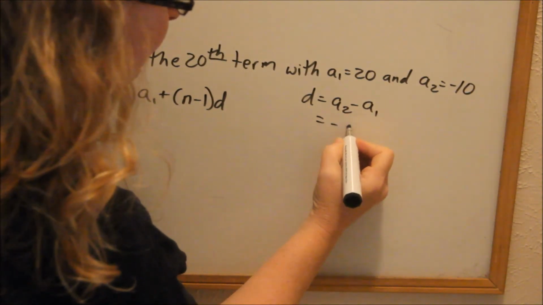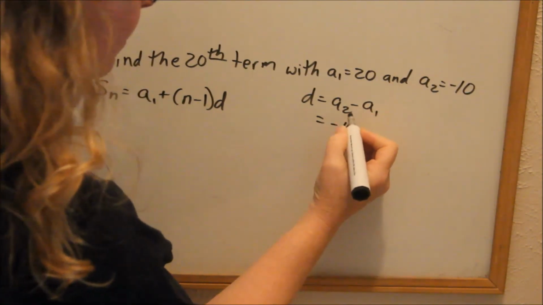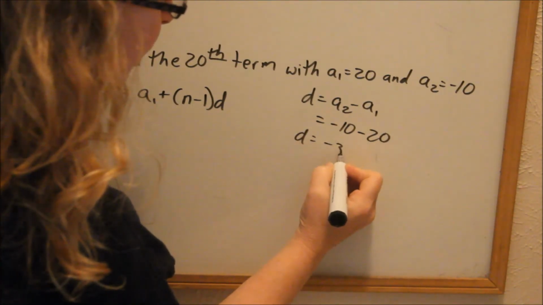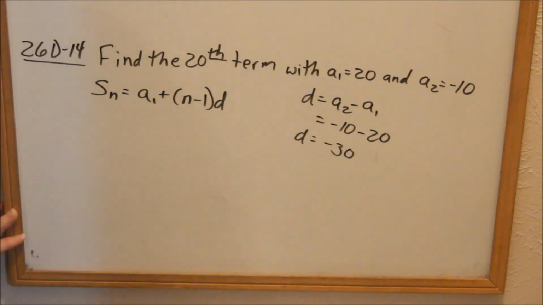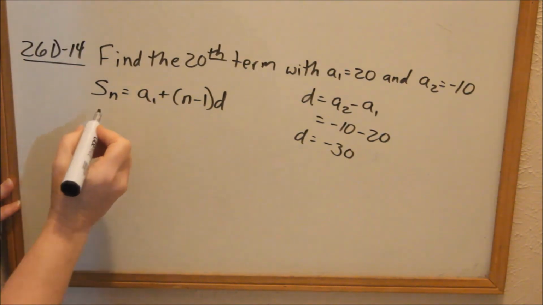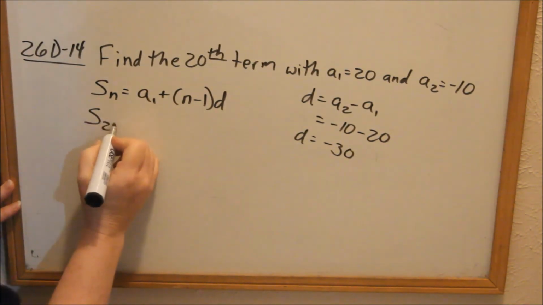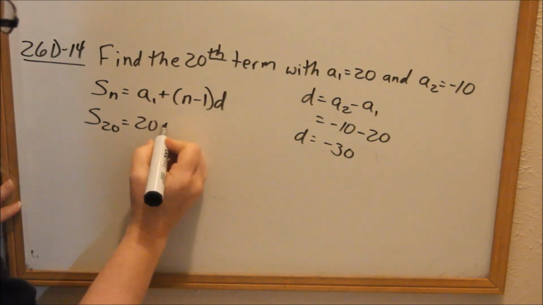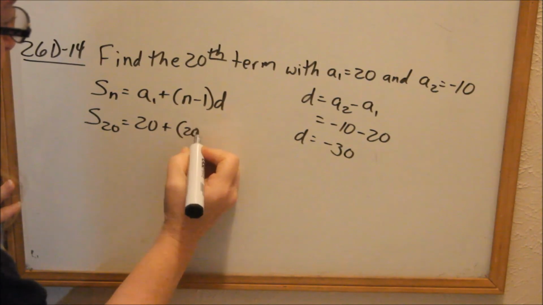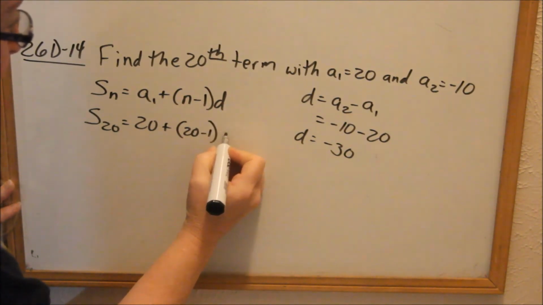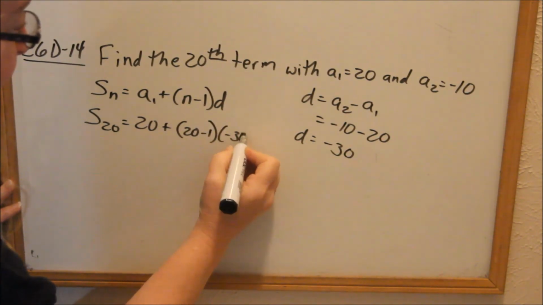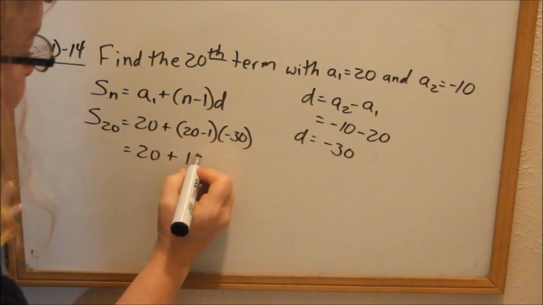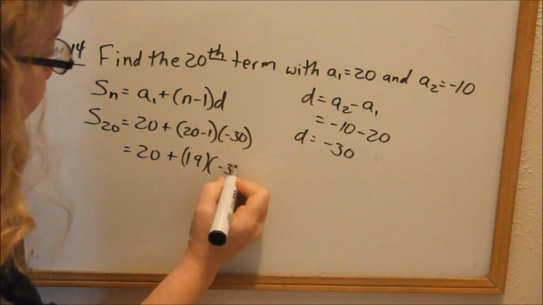So we can take our negative 10, watch your negative signs, negative 10 minus 20. So our common difference is negative 30. So just watch your signs. Now we can plug that into our formula. We want to know the 20th term. So take our first term, which is 20, plus the number of the term we want, which is the 20th, minus 1 times the common difference we said was negative 30. So that's 20 plus 19 times negative 30.